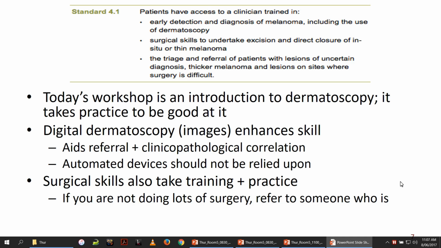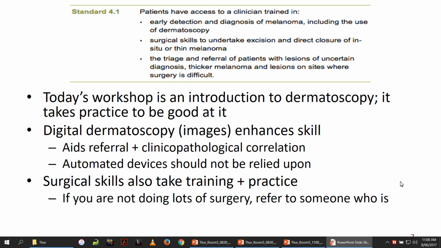Digital dermatoscopy enhances skills. Now that means you need to be able to photograph. It's all very well having a dermatoscope that you point and pretend that you know what you're looking at, but you actually need to record that as well. It needs to be recorded for the notes, and for referral, and for clinico-pathological correlation when you've excised a lesion, or your colleague has, to determine whether you can learn from that experience.